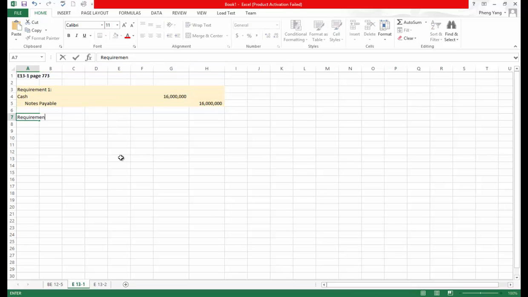That's it for that one. Requirement 2. Prepare the appropriate adjusting entry for the note at Quantum on December 31st, 2013. Okay, so even though we haven't paid anything on the note at year end, just like interest revenue, we have to accrue interest expense. So we have to debit an interest expense account to record that expense, and then credit an interest payable account, because it's going to be payable later on, not at this point in time.